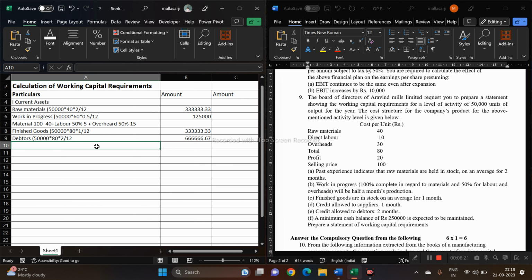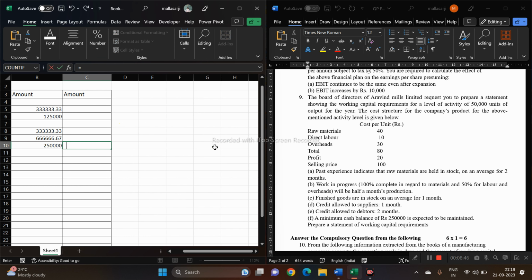Once we know this calculation, we go to the next information. A minimum cash balance of rupees 2,50,000 is expected to be maintained. What is the cash balance we should maintain? 2,50,000. So we need to maintain 2,50,000 rupees.